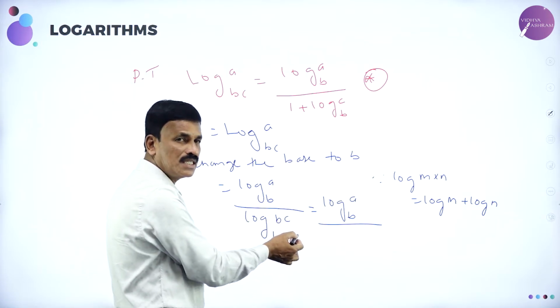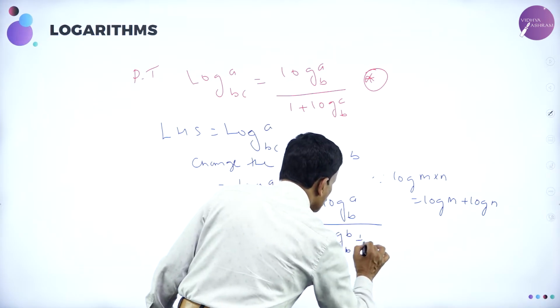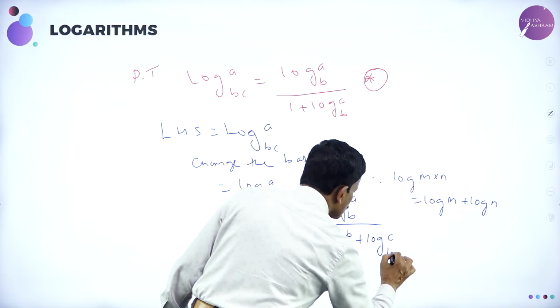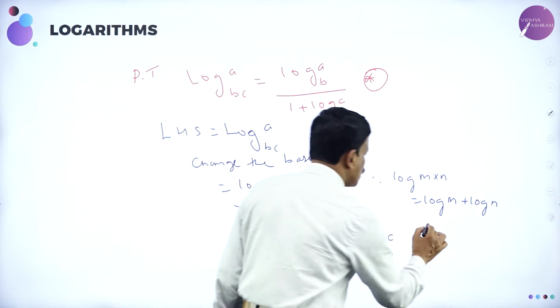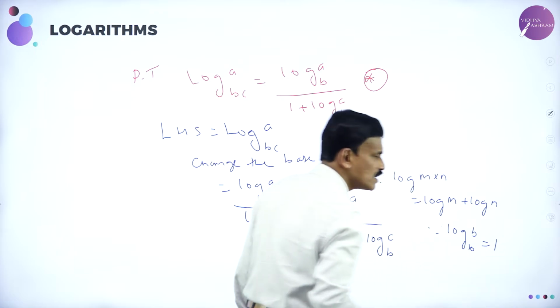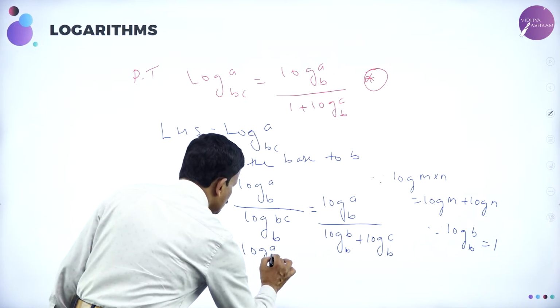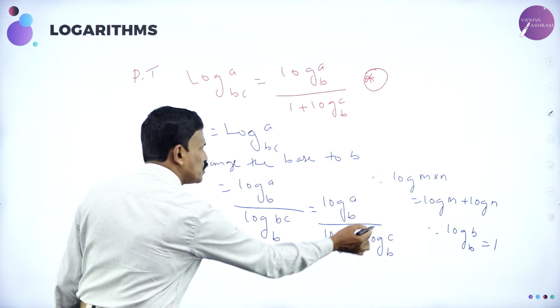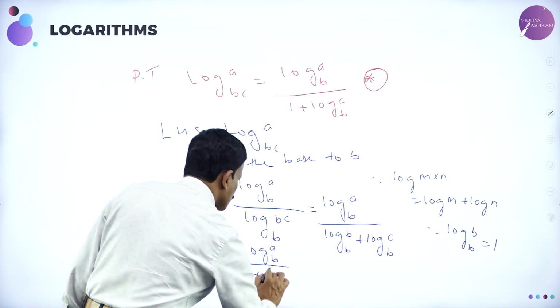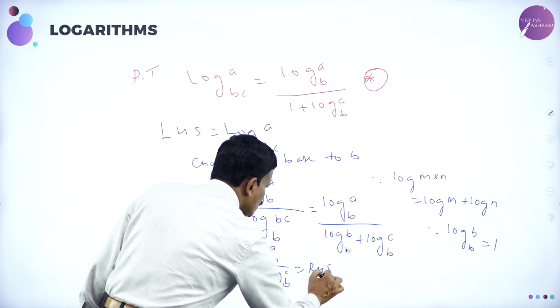M is b, n is c. This can be written as logarithm of b to base b plus logarithm of c to base b. Since you know what is log b to base b, logarithm of any number to the same base is equal to 1. So this can be written as logarithm of a to base b divided by log b to base b, which is 1, plus logarithm of c to base b, which is the required RHS.